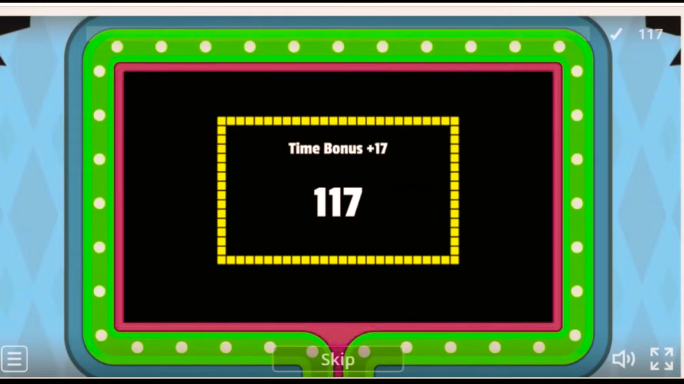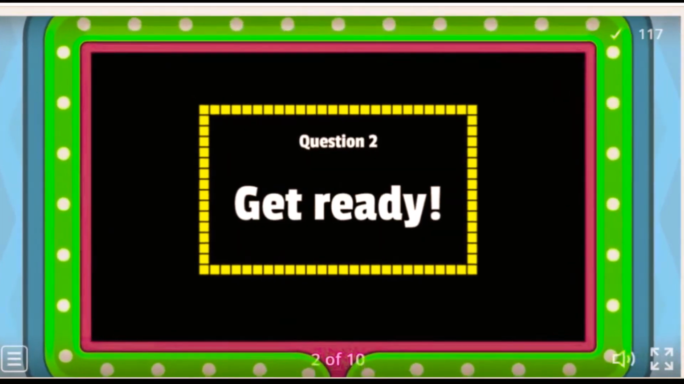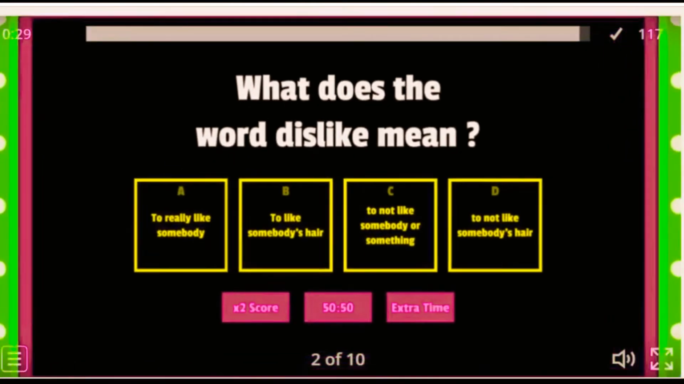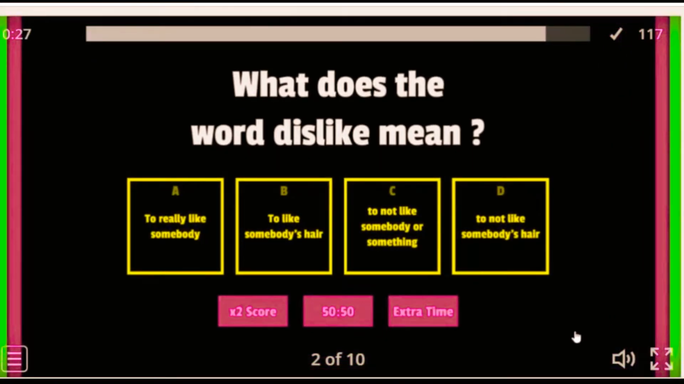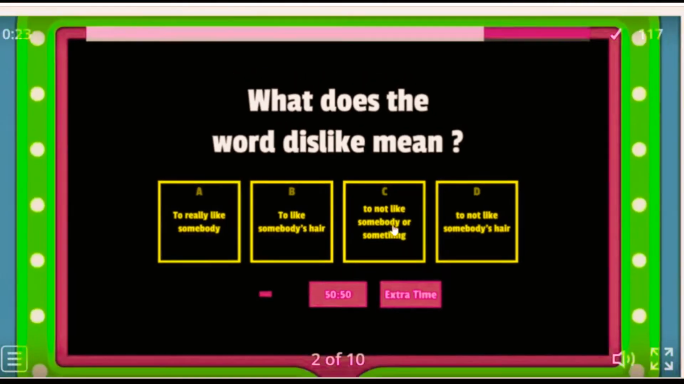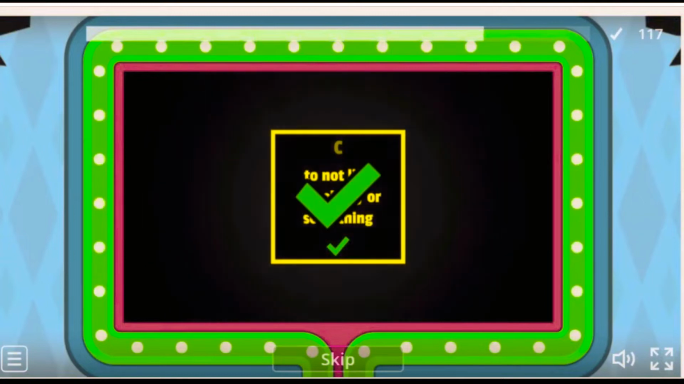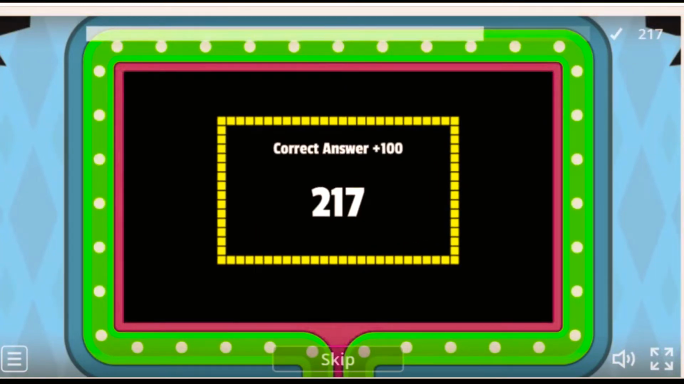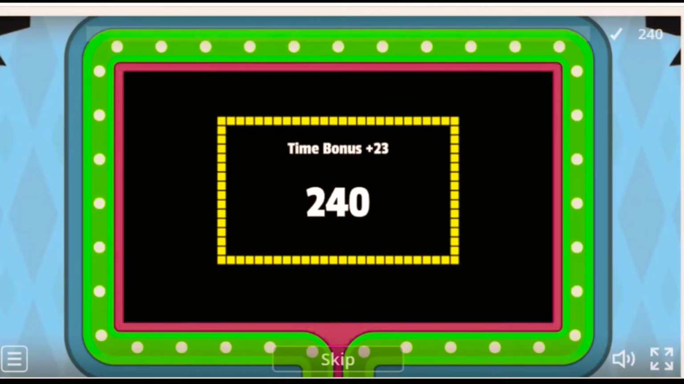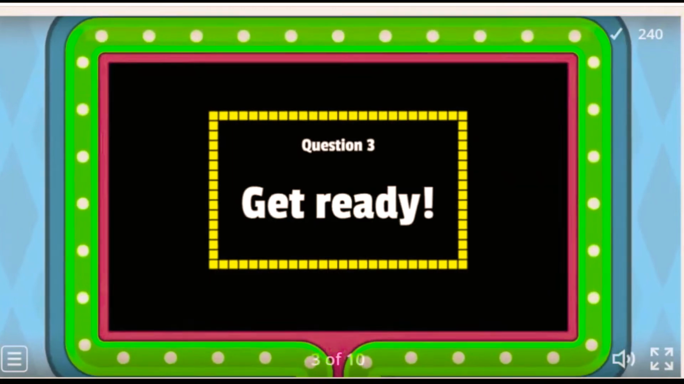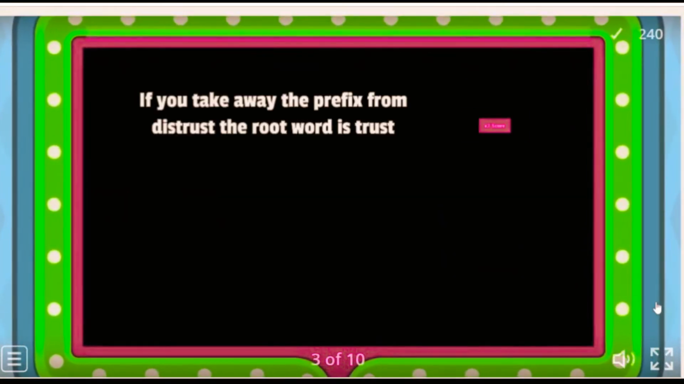And can you work out the answers for this quiz? What does the word dislike mean? Oh, I know what like means. And dislike will be the opposite because dis is opposite. It means to not like somebody or something. Can you see how we're using the prefix there to work out what the word means? So dis, the opposite.